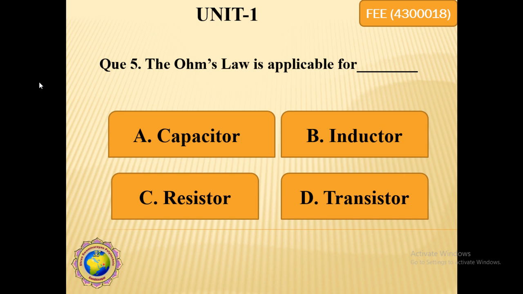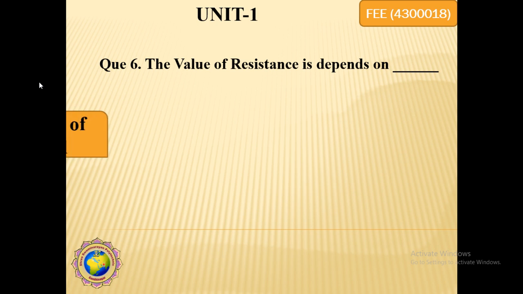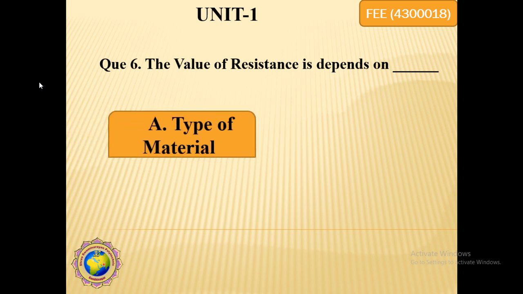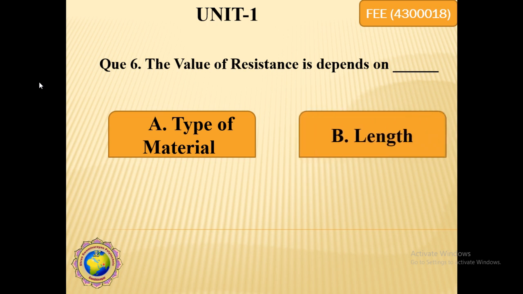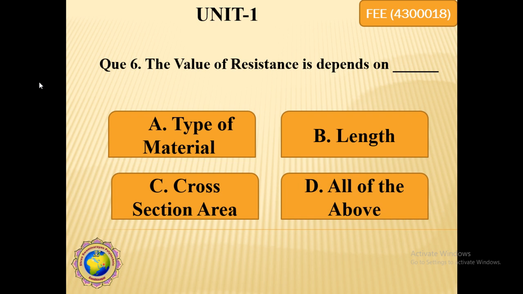Now we are moving on to question number 6. The value of resistance depends on. The resistance of any conductor depends on what? Question number 6. The value of resistance depends on A type of material, B length, C cross sectional area, or all of the above.